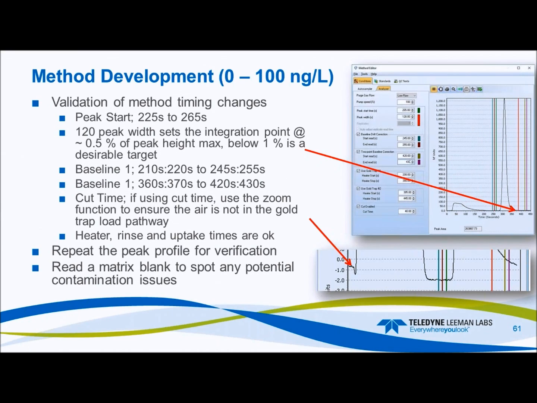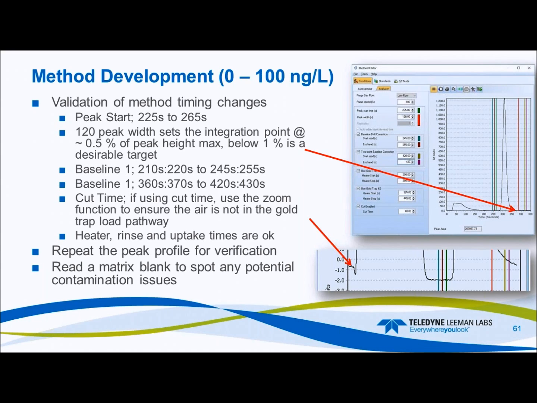So validate the method timing changes. Peak start, I'm going to change it to 265, and again, it's real time. The peak width is 120, that's fine. And when I look at the baseline, I try to keep the end of the peak integration at 1% of the peak height or below.